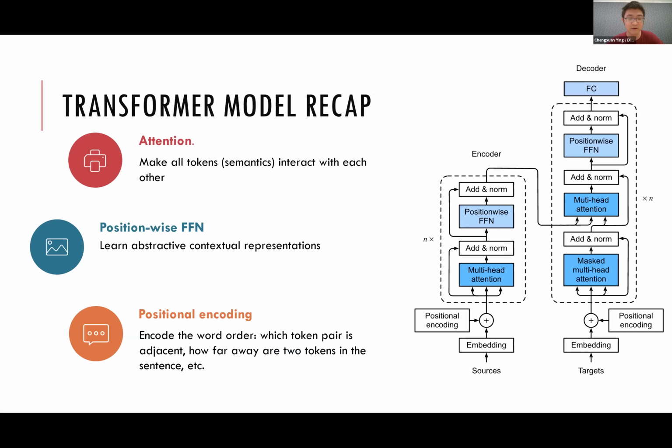To develop a transformer for graphs, we need to first understand the function of the components in the transformer model. The transformer model generally has 3 components. The attention module can make all tokens interact with each other. The position-wise feed-forward network can learn the abstract contextual representation of the token at different positions. As these 2 functions do not consider the sentence structure, an additional positional encoding has to be used to encode the word order, like which token pair is adjacent and how far away the 2 tokens are in the sentence.